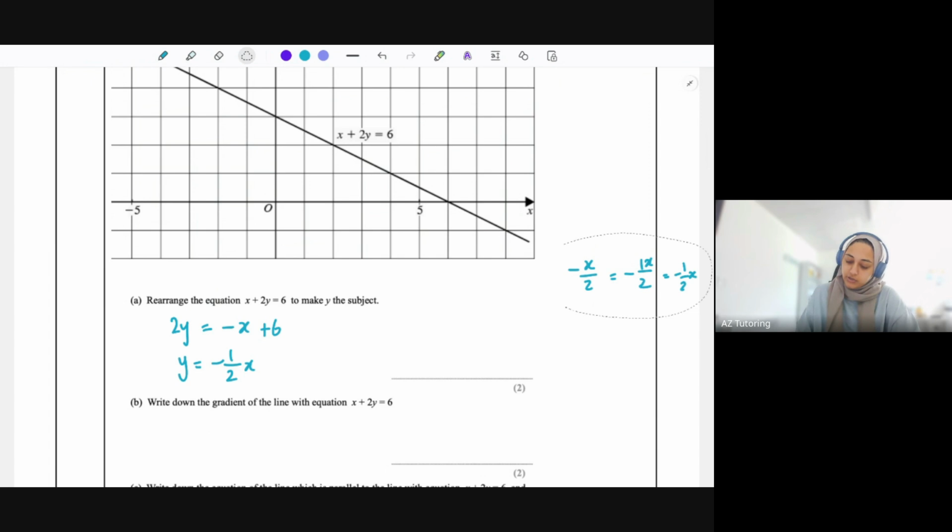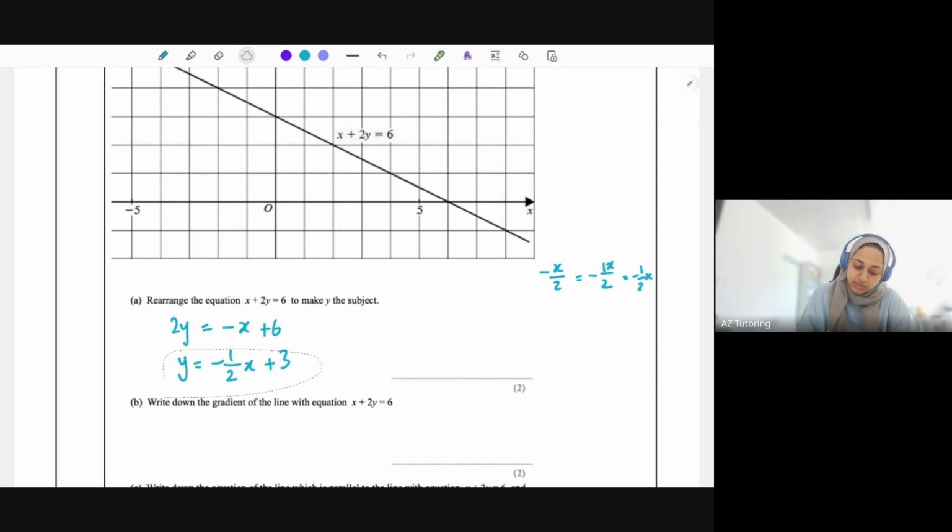I'll just keep that there so you can use that as reference. So it's just good practice. Keep your number separate from your x so you can see clearly what the gradient is. Then plus 6, not plus 6, sorry, 6 divided by 2 as well, which is 3. So we're dividing both terms by 2. So yeah, we can easily see our gradient is minus a half, and we can see our y-intercept is 3.